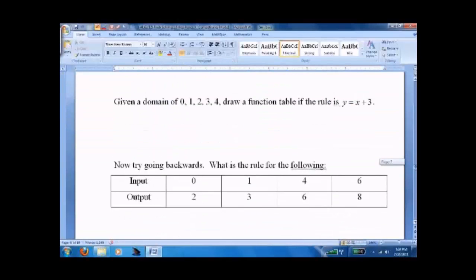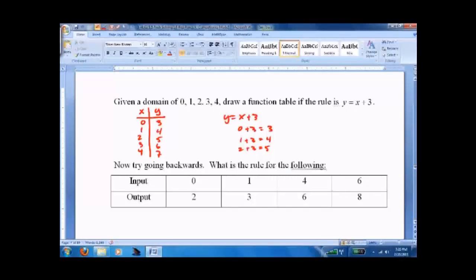Try another one. Table, T-chart we like to call it. X, Y, 0, 1, 2, 3, 4, that's our domain. Y equals x plus 3. 0 plus 3 equals 3. 1 plus 3 equals 4. 2 plus 3 equals 5. Well, it's going up by 1 every time, so I'm going to be smart and not do all that complicated math, and just write it in.